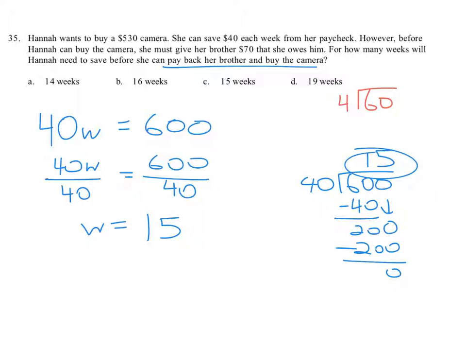If we did this over here, 4 goes into 6 once. Bring that down. 4 goes into 20 5 times. 4 times 5 is 20. If I subtracted 20, we'd be left with 0. Also 15. So you get the same answer. So how many weeks? 15 weeks.